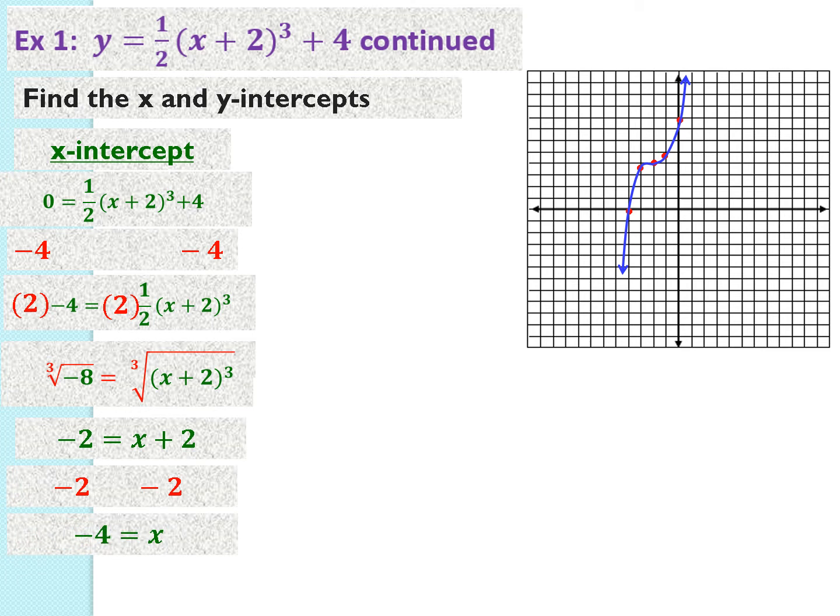But wait, we can't leave it like this. This type of answer will not get you full credit. To get full credit, you've actually got to write the intercept as a coordinate point, which would be -4, 0.